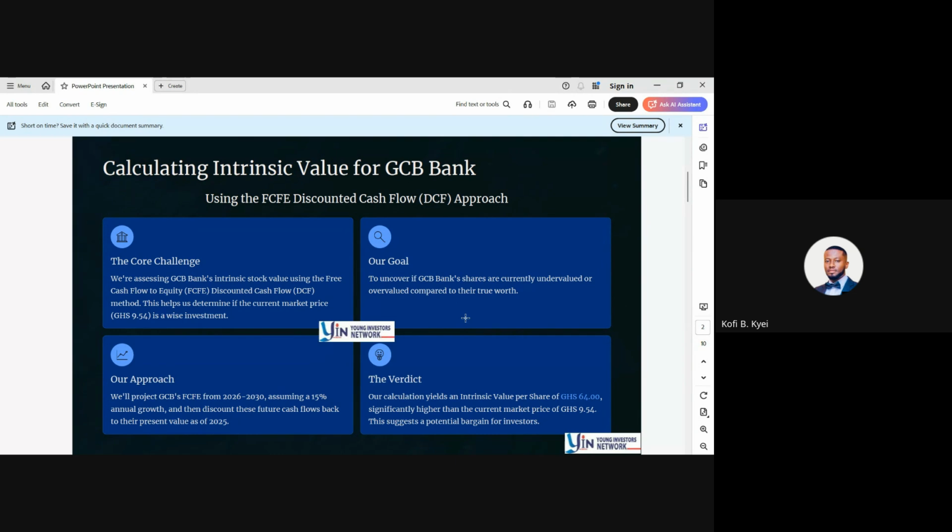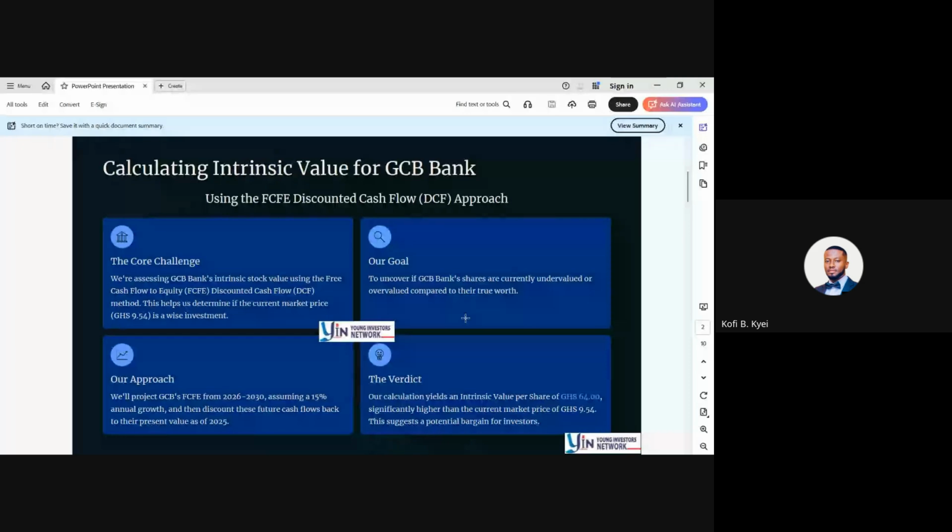So the verdict: even with this valuation approach, the calculation yields an intrinsic value of 64 cedis. In previous sessions, I showed you different approaches that yielded about 21.11 cedis. This one says 64 cedis. Listen to the approach and let's understand. You can do your own analysis and come up with your estimated price.